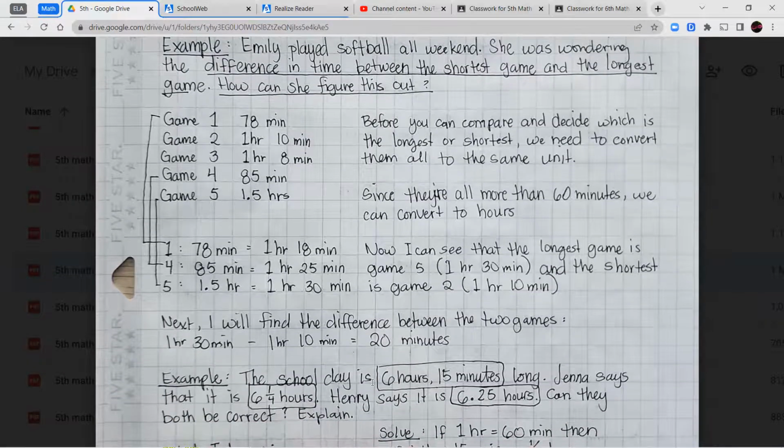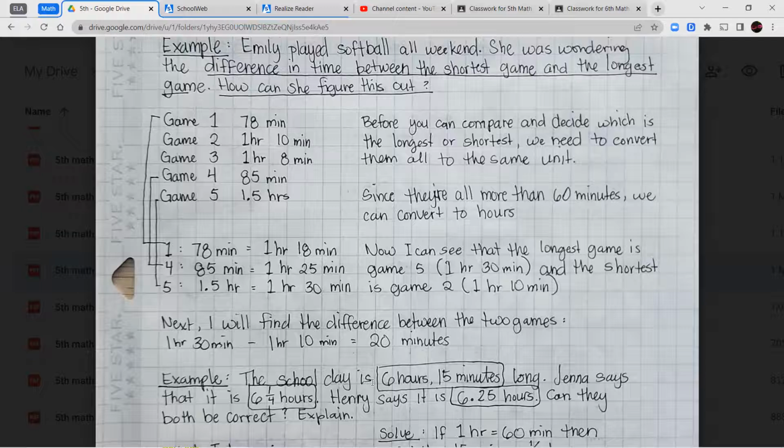Now, to solve the main question, we're going to find the difference. So we're going to subtract. So 1 hour and 30 minutes minus 1 hour and 10 minutes. The hours are going to cancel each other out. Then we have 30 minutes, take away 10 minutes, is going to leave us with 20 minutes. So the difference in time between the longest game and the shortest game was 20 minutes.